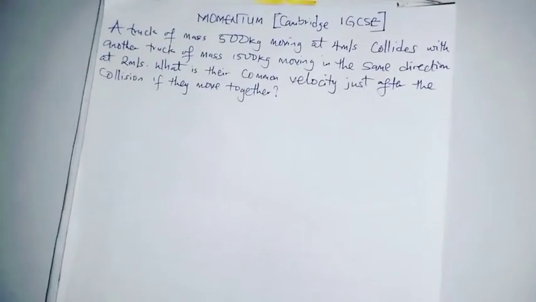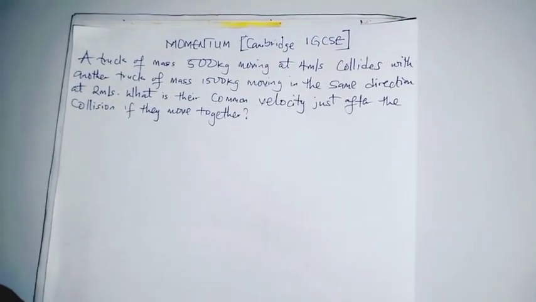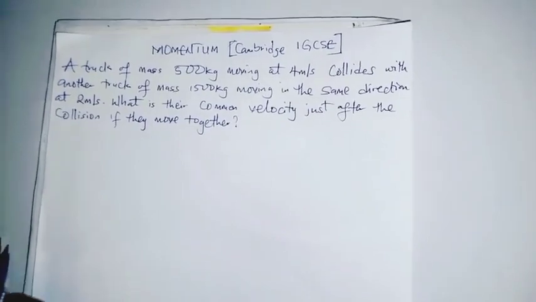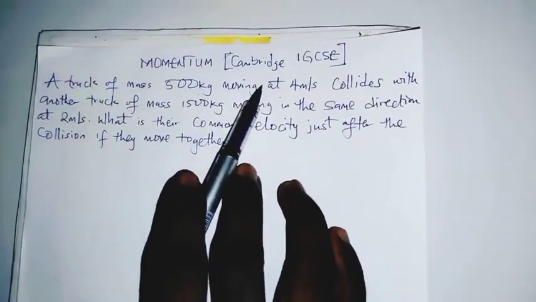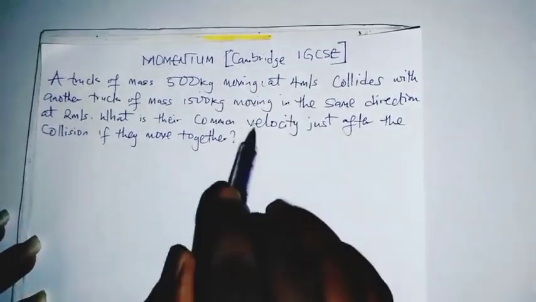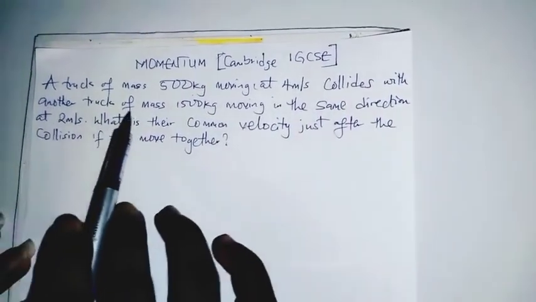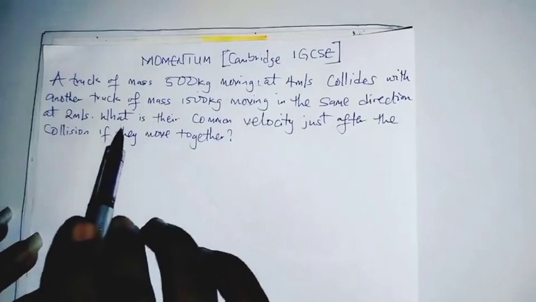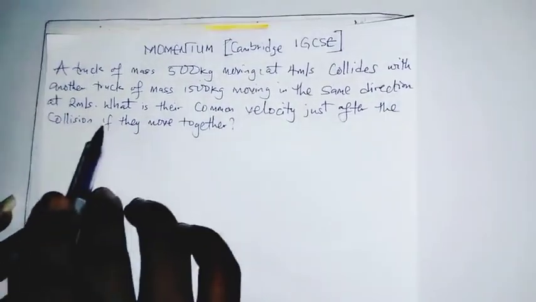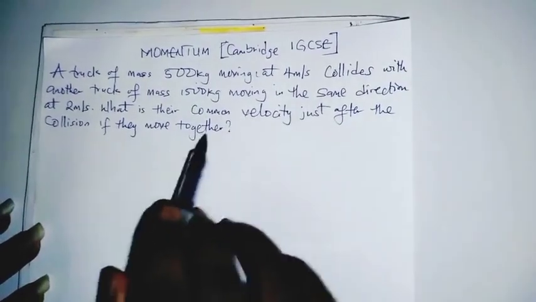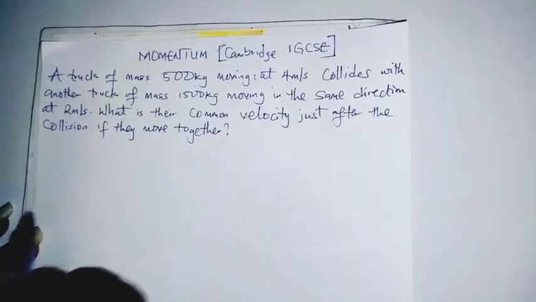Hi everyone, in this video we are going to be solving a physics problem on momentum, and it states a truck of mass 500 kg moving at 4 meters per second collides with another truck of mass 1500 kg moving in the same direction at 2 meters per second. What is their common velocity just after the collision if they move together?